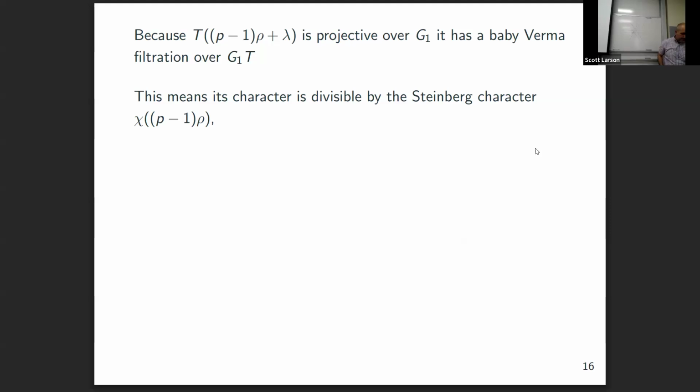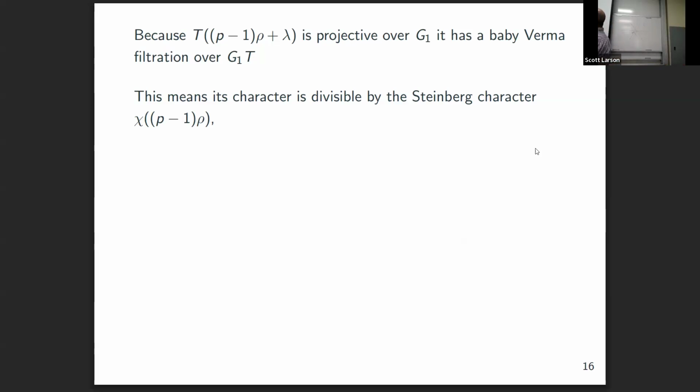All right, I already said this. Because it's projective, it has a baby Verma filtration. So baby Verma modules all are of the same size. They have the same dimension. And their characters are like translations of the character of the Steinberg character.